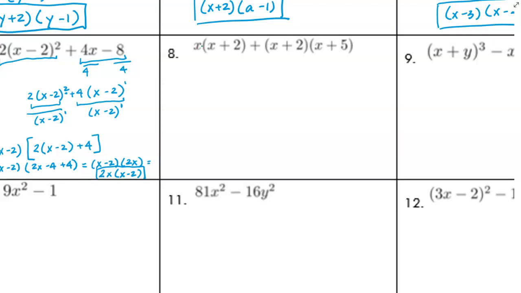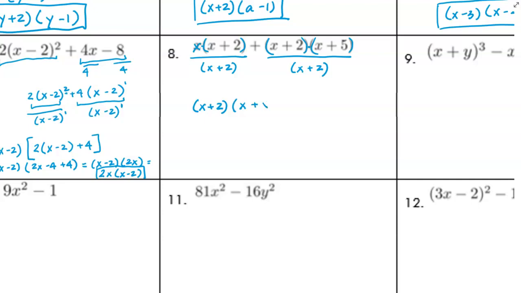We have a multiplication between two factors. And then we take a look. What's common between them is an x plus 2. Here we have an x plus 2. So that means I'm going to factor out an x plus 2. What do I have left over? I have an x left over and a plus.